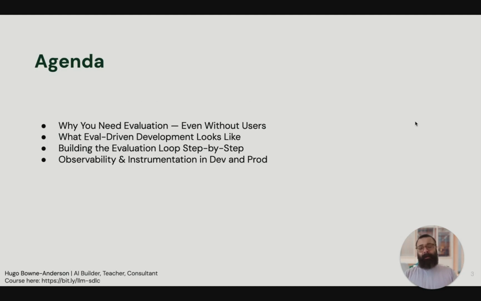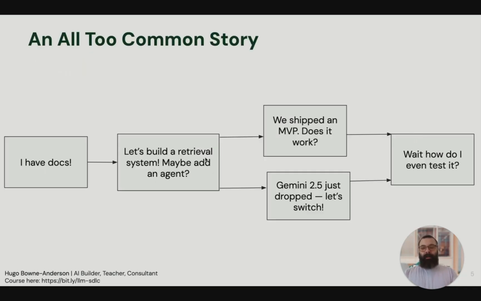So what we're going to talk about today is why you need evaluation and how you can get it even without users initially, what eval-driven development actually looks like, how to build the evaluation loop step by step, and then observability and instrumentation in development and production, in dev and prod. So let's jump in to talk about why you need evaluation.